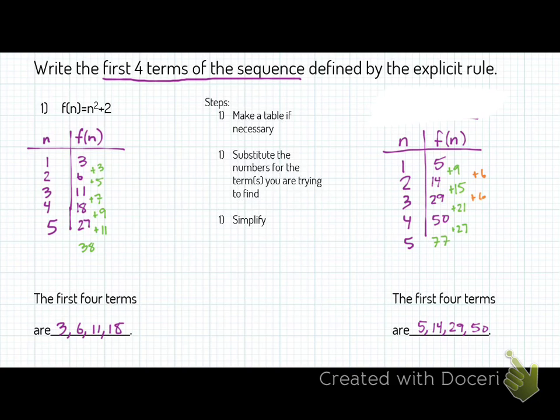Okay, let's check our work. I want to see if we're right. Okay? 5 squared. Okay, what's 5 squared? 25 times 3? 75 plus 2? Isn't that what we predicted?